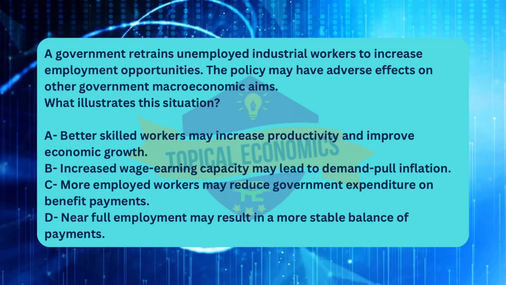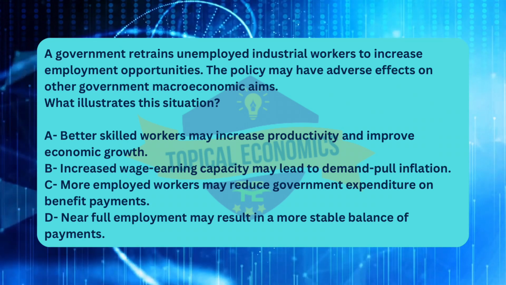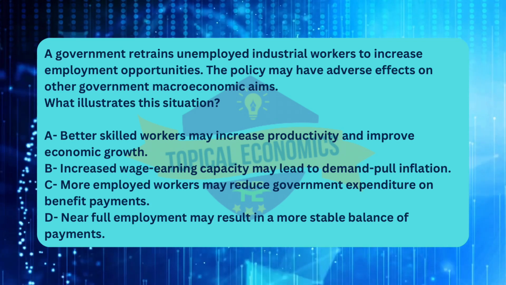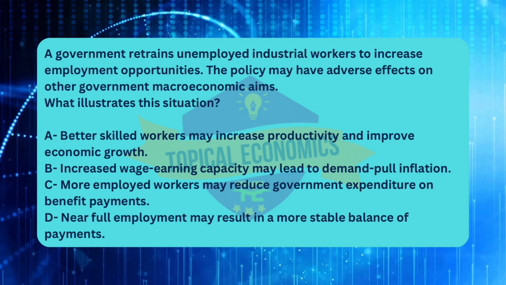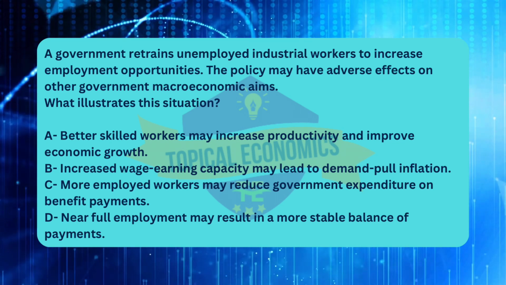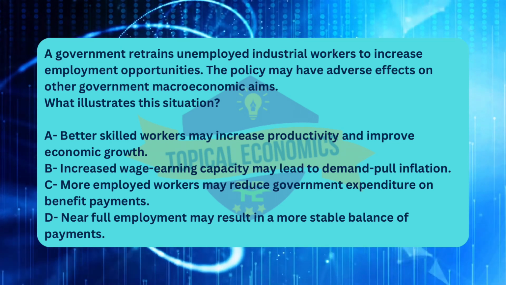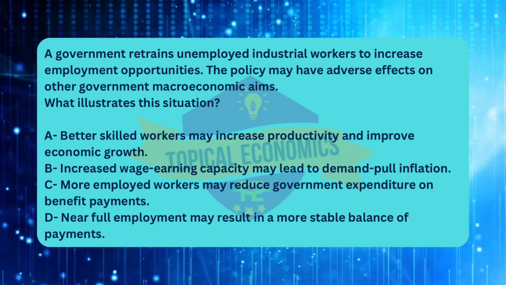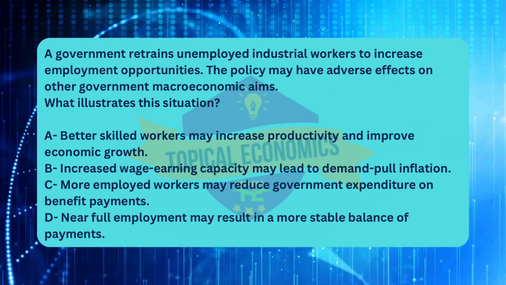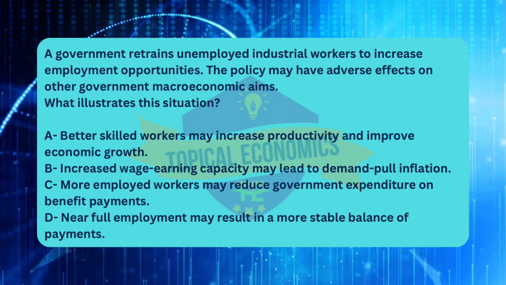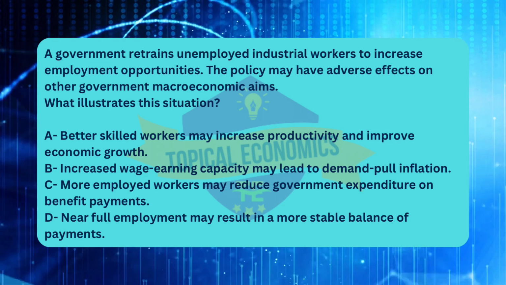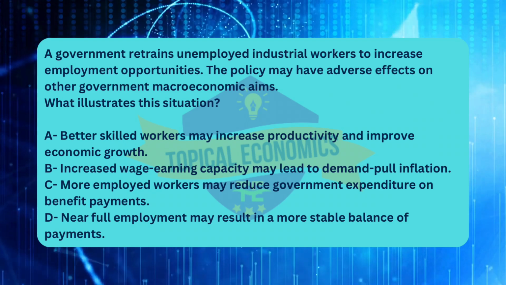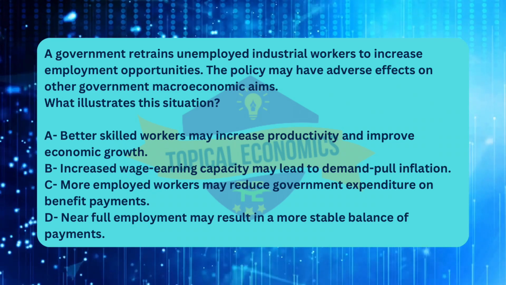Analyzing the other options. Option A. Better skilled workers may increase productivity and improve economic growth. While retraining may indeed improve productivity in the long run, this is more of a potential positive outcome rather than an adverse effect in the short term, which the question is concerned with. Next, option C. More employed workers may reduce government expenditure on benefit payments. This is a positive outcome of retraining, as reducing unemployment would cut government spending on benefits. However, it doesn't directly address the possible adverse effects on other macroeconomic aims.